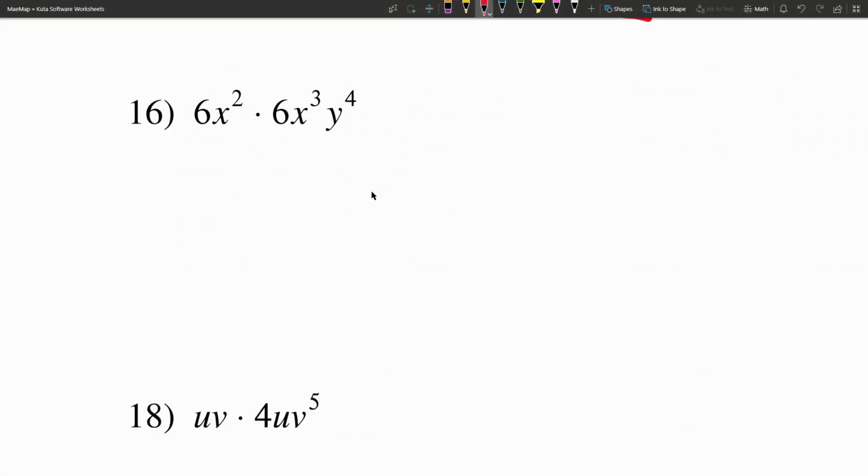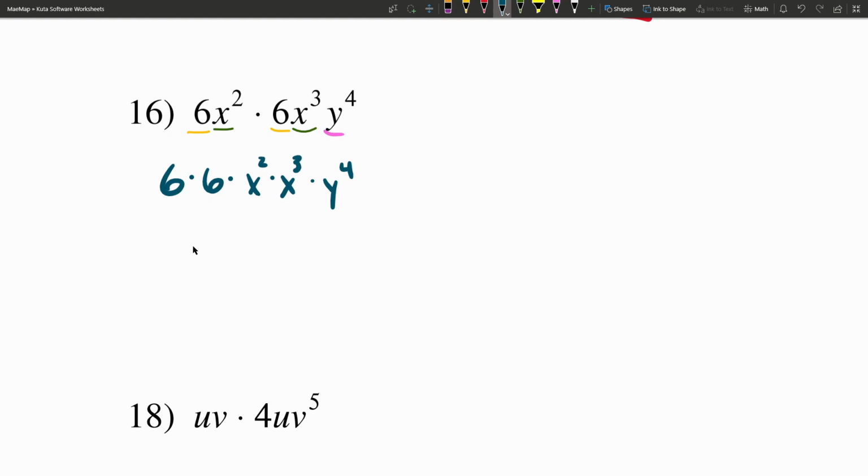Number 16, we have 6 times x squared times 6 times x cubed times y to the 4th. So 6 times 6, I'm going to start out by writing. Then I have my x squared times an x to the 3rd, same base, so I will be able to eventually simplify those together. And then y to the 4th is the only one with a base of y, so that will get multiplied as well. But it won't be able to be combined with anything else.